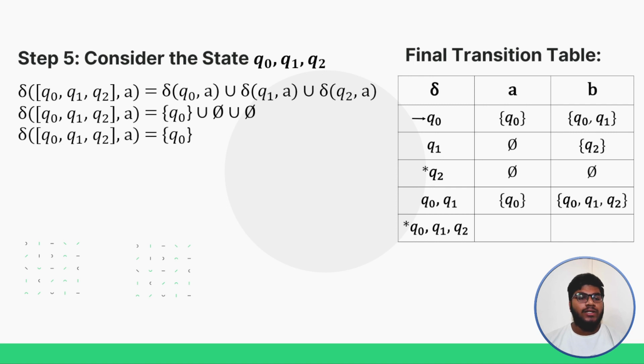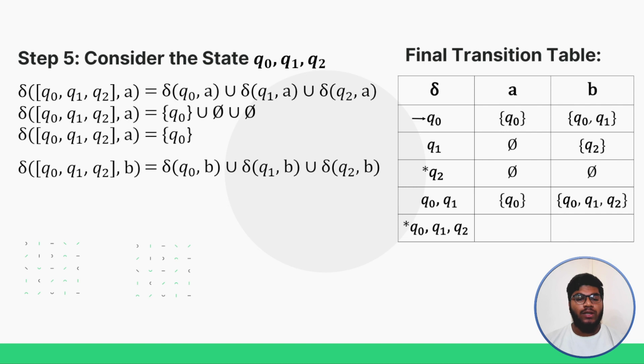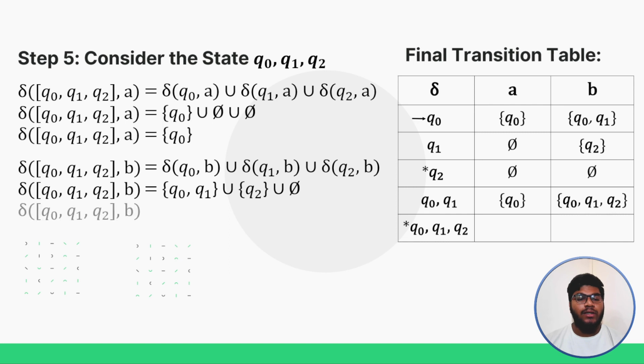Now let us move on to Q0,Q1,Q2 on accepting B. We don't have any direct function from the transition table, so we split this function as before: Q0 on accepting B union Q1 on accepting B union Q2 on accepting B. From the transition table, these are Q0,Q1, Q2 and null. Combining them, Q0,Q1 union Q2 union null, we get Q0,Q1,Q2 on accepting B will be Q0,Q1,Q2. Since Q0,Q1,Q2 is already present in the transition table, we don't need to add it again.